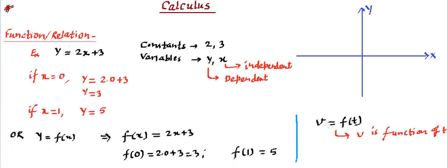In physics language, v is going to be the velocity and t is going to be the time. That means velocity depends on time. If the time changes, velocity changes. So time is the independent variable and velocity is the dependent variable. The point is, we can replace this x by t and this y by v, and that replacement we can do in any expression. Wherever the need comes, we will use different types of variables, right?